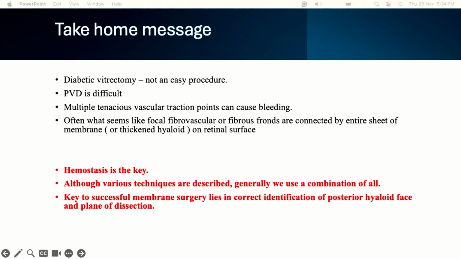So the take-home message will be that diabetic vitrectomy is not an easy procedure. The PVD is difficult. There are multiple vascular truncation points, which can be traction points and can cause bleeding. So often what we see as a focal fibrovascular tissue can be connected to the retinal surface by an entire big sheet of membrane. So hemostasis is key, and all the various techniques are described. Generally, what we use is a combination of all the techniques, and the key to successful membrane surgery lies in the correct identification of the posterior hyaloid and the plane of dissection.